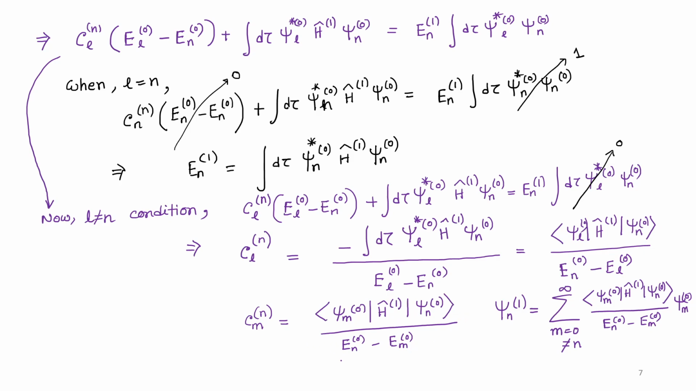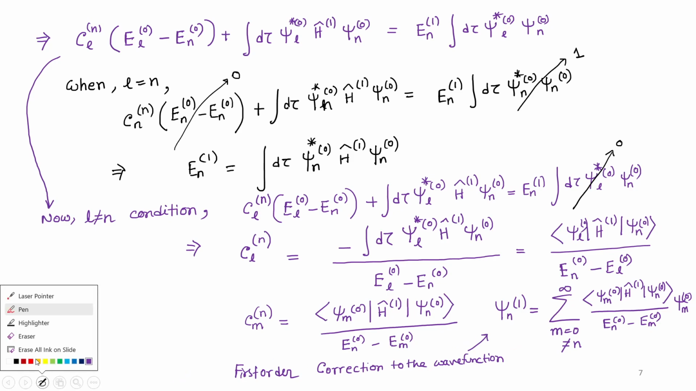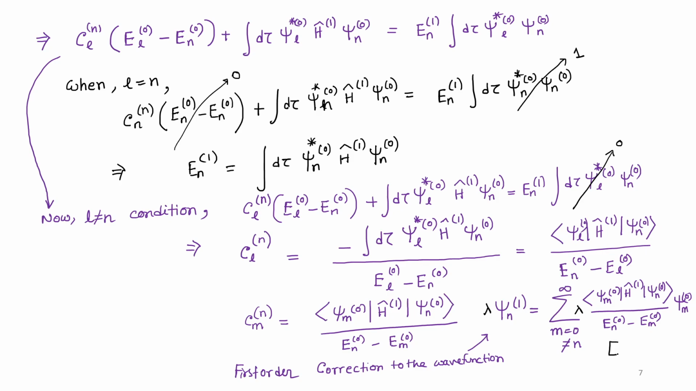So your first order correction to the wave function is, so then I will need, I'll have this lambda here, and I should add the lambda here also, and lambda is less than 1, that we know, but let me highlight this portion.